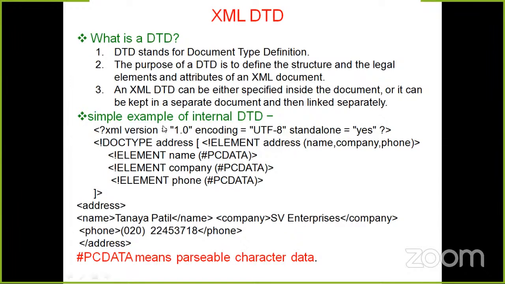So this is the simple example of the internal DTD. हे mention करायचं document type. This is the first line of the DTD, address. आणि what are the elements associated with the address मध्ये काय असेल? Name, company आणि phone number. So hash PCDATA tag. So the PCDATA means parsable character data. Okay, it is the parsable character data.